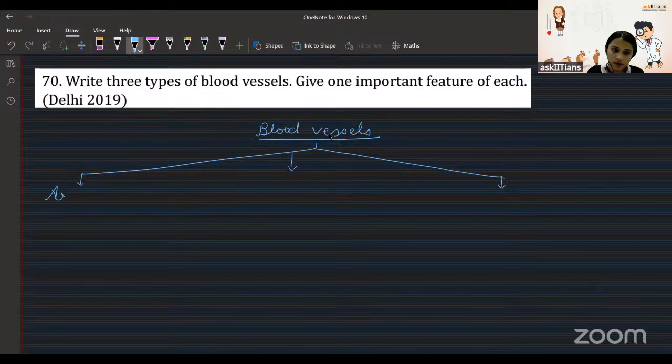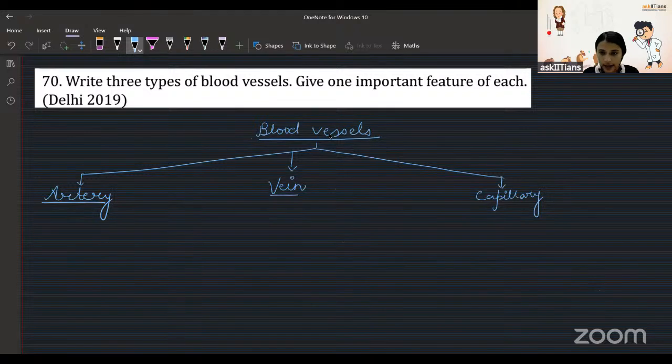One is your artery, another one is your vein, and third one is your capillary. Okay. So we know arteries are thick walled blood vessels, right? They have thick wall. Veins are thin walled, right? And your capillaries are extremely thin walled.